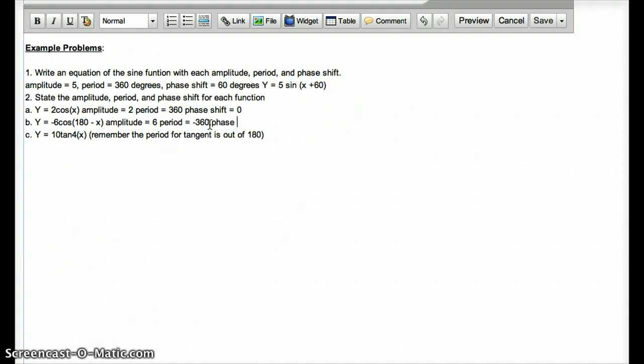Next, we have the phase shift, which will equal 180, because it is 180 minus x. Kind of self-explanatory. From there, again, it is what it is. And lastly, we have 10 tan 4 of x, or theta. So again, just state the amplitude, the period, and the phase shift. 10, obviously here, is the amplitude. Again, same thing I've been explaining for you guys before. Nothing new, nothing strange about that.